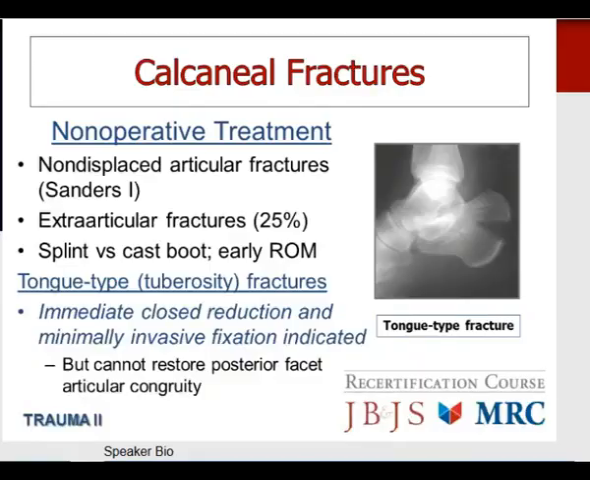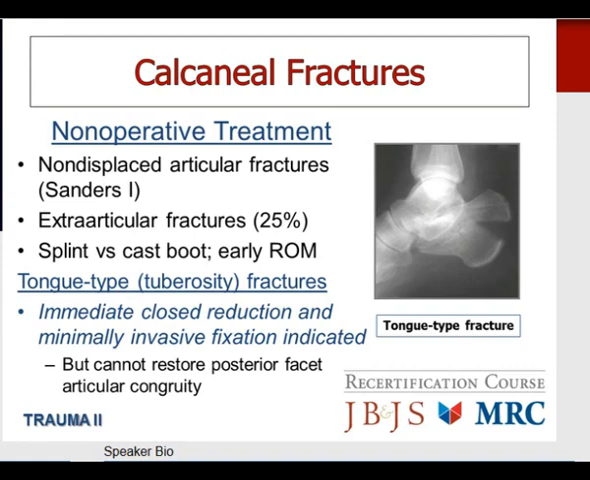Moving on now to the hindfoot, calcaneal fractures. Non-operative treatment is appropriate for non-displaced Sanders 1 articular fractures, as well as for extra-articular fractures, which represent about 25% of all calcaneal fractures. You put them in a splint or a cast boot, and you want to get them moving the ankle and hindfoot early.